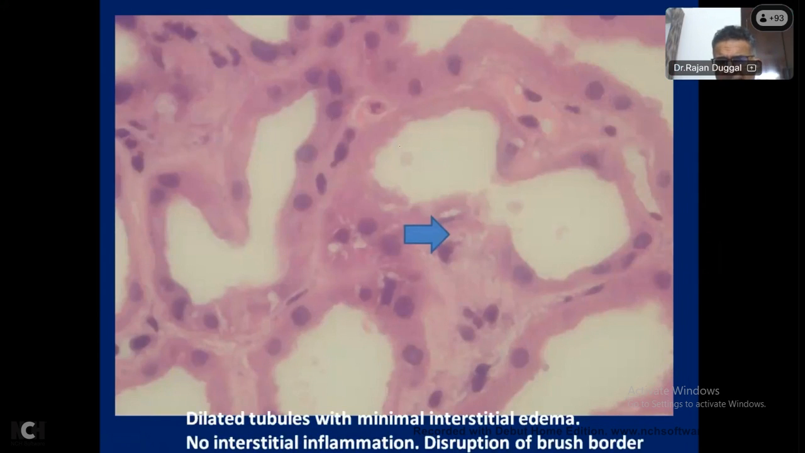So what I want to highlight here is this is the H&E stain. You can see the brush border. This is like cilia kind of a thing. You can see a brush border, and suddenly in this area there is disruption of this brush border. Okay. So this kind of a thing suggests that there is an acute tubular injury. And there is very minimal interstitial edema. You can see separation of these tubules from each other.